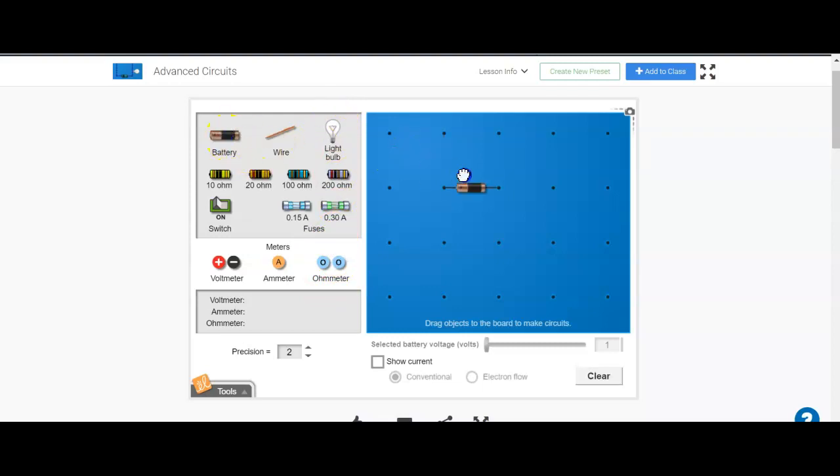Okay, so I'm going to construct a really simple circuit with a battery and some resistances. And we need a switch. So this is a really simple circuit with one battery and two resistances. And you can now see how the current is flowing from the positive of the battery back to the negative, because this is a closed circuit.